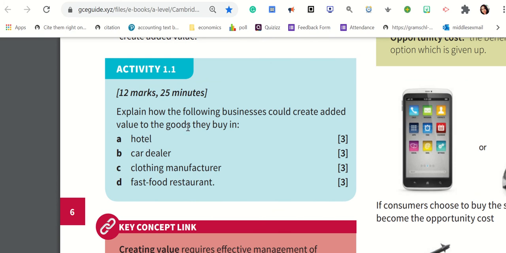Have a look at it. Explain how the following businesses create added value to the goods they buy in: hotel, car dealer, clothing manufacturer, fast food restaurant. Can you find your answer for activity 1.1?